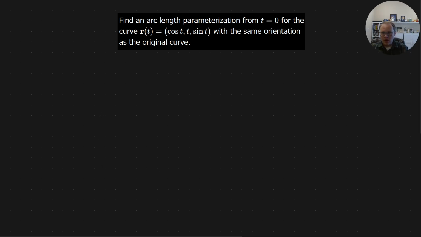So the very first thing we need to do is find a relationship between the new parameter we want, an arc length parameter, with our original parameter t. So we need to calculate the arc length function. So s of t equals the integral from our starting point. We want to start at t equals 0, and we're going to integrate to a variable t. That allows us to find a relationship between s and t.